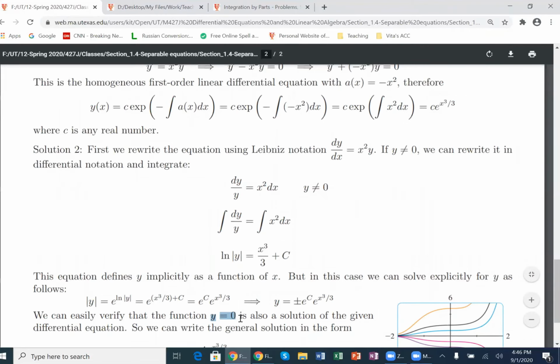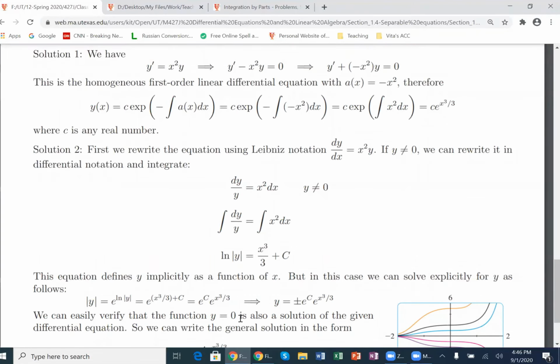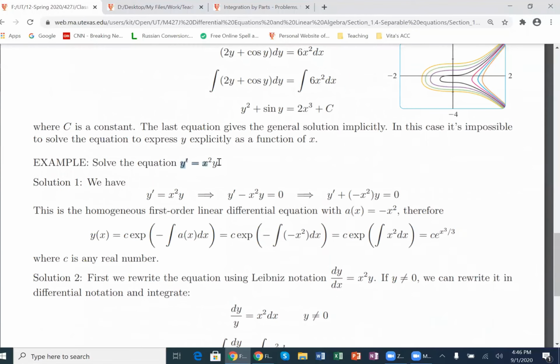Then what do we do? Well, we apply a fundamentally different approach. We just observe that y equals 0 is a solution of our equation. How do we know it? Well, just plug in. Replace y by 0 here and y by 0 here. 0 prime is 0. X squared times 0 is 0. So the left-hand side is equal to the right-hand side if y is equal to 0. Therefore, y equals 0 is a solution of our equation.